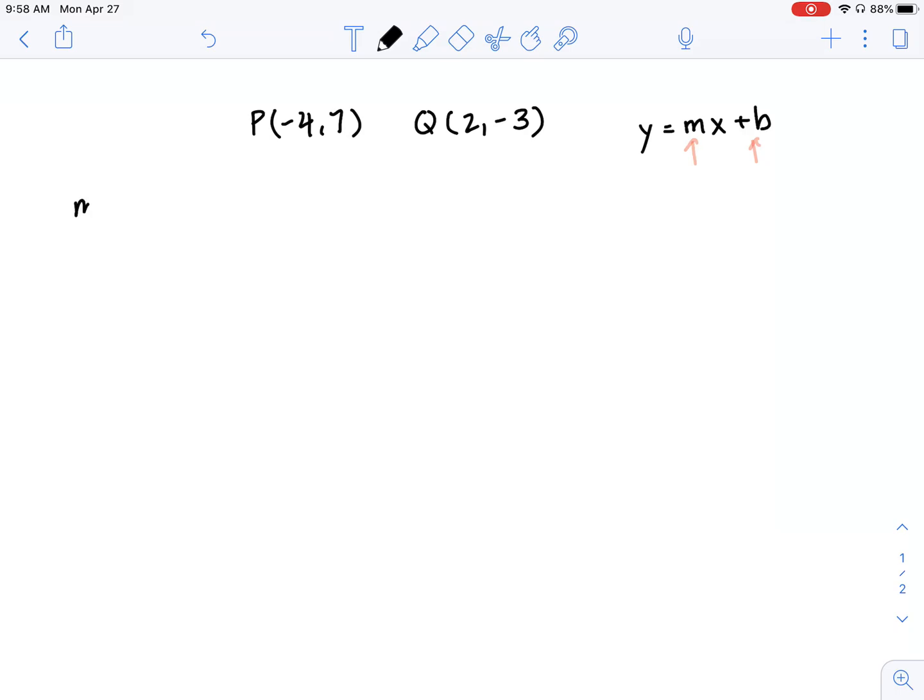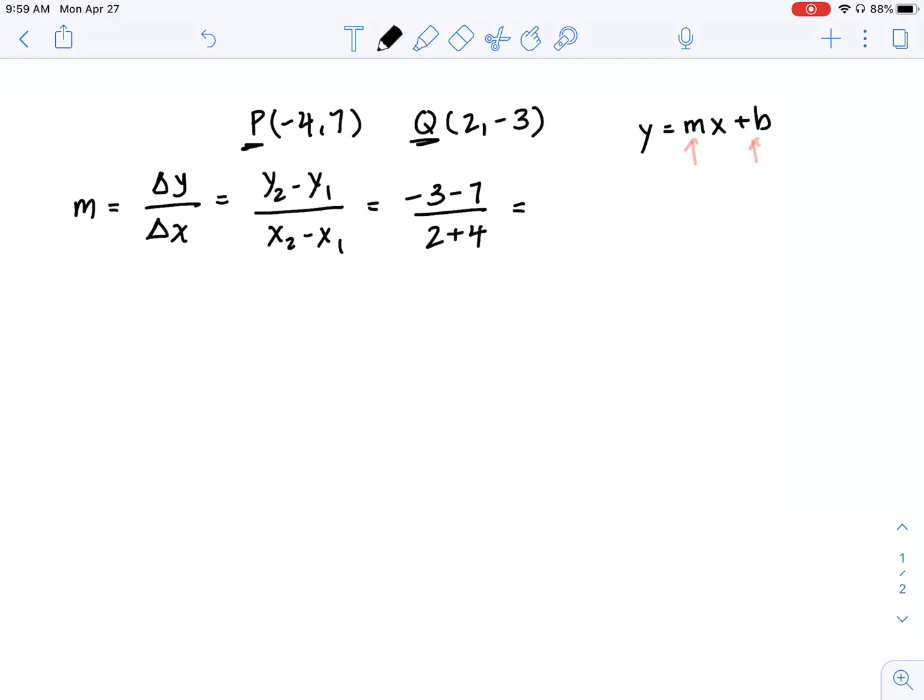Let's find our slope. We know that slope equals rise, which is a difference in y, over run, which is a difference in x. We can rewrite that as y2 minus y1 over x2 minus x1. Let's use Q as our y2 and x2 values and P as our y1 and x1 values. That's going to be -3 minus 7 over 2 minus -4, which is 2 plus 4. -3 minus 7 is -10, and 2 plus 4 is 6. We can reduce this fraction by dividing both the top and bottom by 2 to give us -5 over 3.